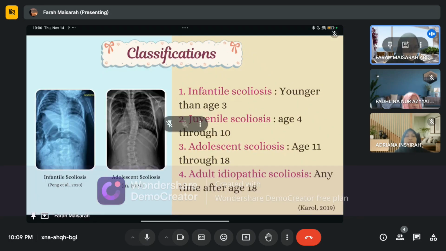Moving on to the classification of scoliosis. The first one is infantile scoliosis. It starts at the age below 3. Next is juvenile scoliosis. It starts at the age of 4 until 10 years old. And adolescent scoliosis, which starts at 11 years old through 18 years old. And lastly, adult idiopathic scoliosis, which is any scoliosis that happens after the age of 18. These are the pictures that I put, where you can see adolescent scoliosis and infantile scoliosis in their X-ray imaging.